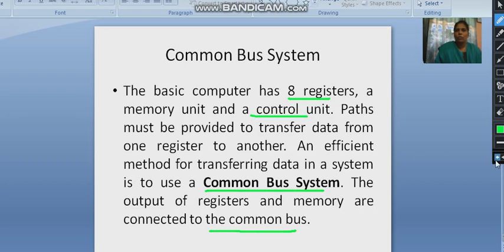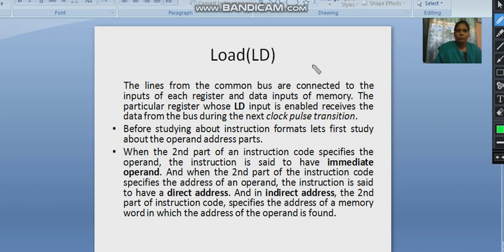We are using a common bus for transporting the data and addresses. So this is one kind of instruction code, load. So what happens in this load? It is denoted by LD. The lines from the common bus are connected to the input of each register and data inputs of the memory. The particular register whose LD input is enabled receives the data from the bus during the next clock pulse transition.